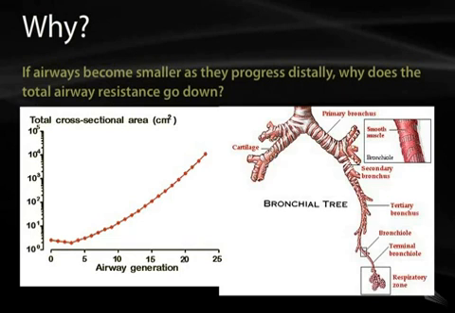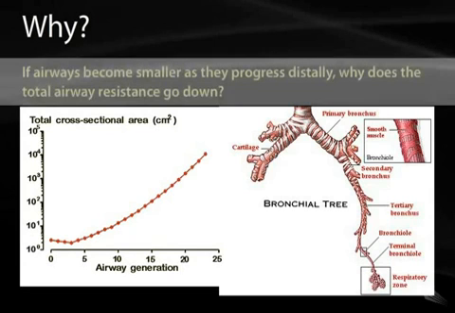Now remember we talked about the bronchial tree. As we go down and branch, the individual airways are getting smaller, but the total cross-sectional area is increasing. If the resistance was dependent on airflow just through one of those airways, we would expect the resistance to increase as we go down the bronchial tree. But that's not actually the case.